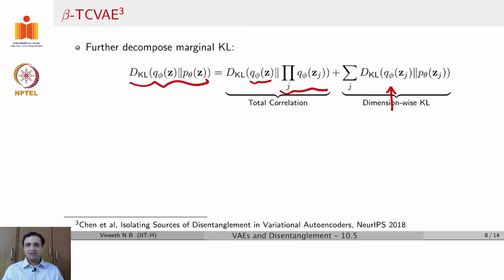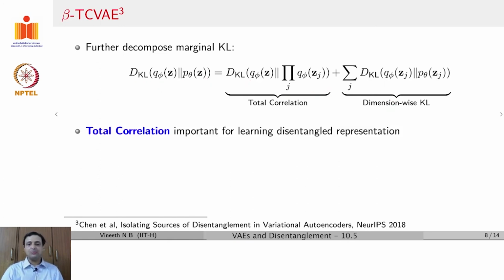Why is that important? Because in disentanglement, we'd like each dimension to have a unique existence. Now, if you look at this decomposition, one notices that total correlation is perhaps most important for disentangled representations, because that is the term that's responsible for looking at each dimension of z relative to the overall z.